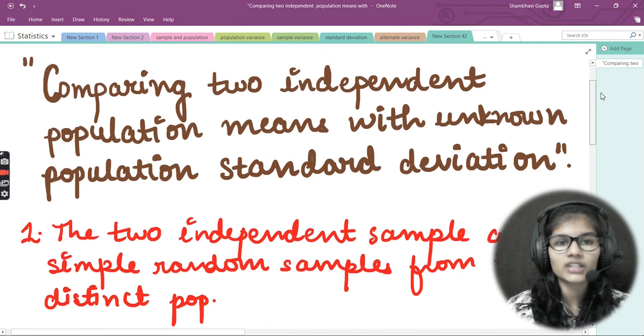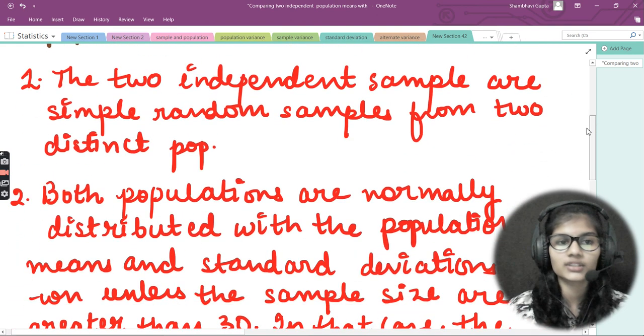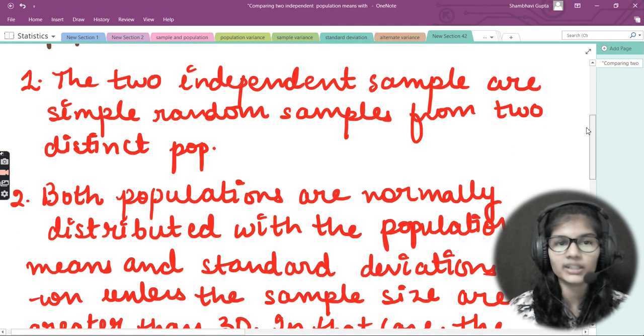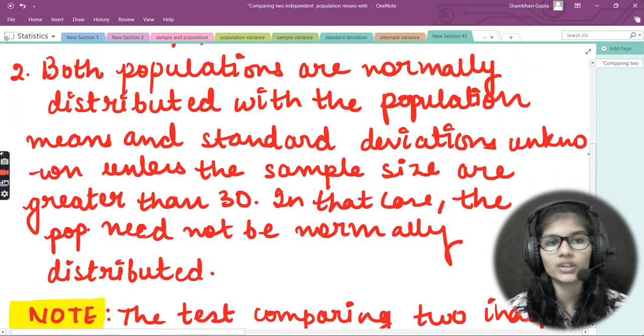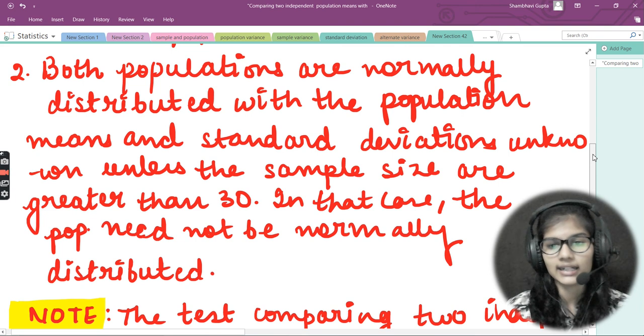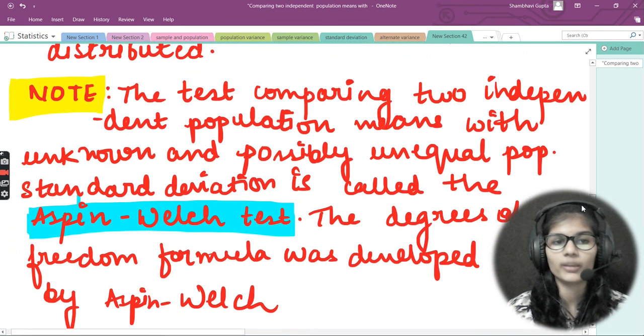So we were discussing comparing two independent population means with unknown population standard deviation. The first thing was about independent samples: the two independent samples are simple random samples from two distinct populations. Second, both populations are normally distributed with the population means and standard deviations unknown, unless the sample sizes are greater than 30. In that case, the population need not be normally distributed.